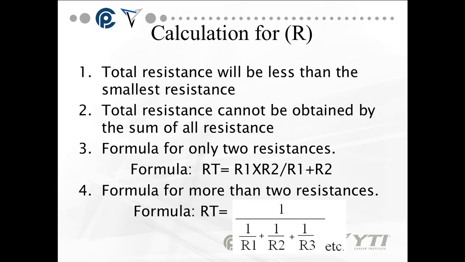So RT for two resistances in a circuit is R1 times R2 divided by R1 plus R2. Now be careful. Order of operations. You do your multiplication first, okay, then your addition, and then divide the two numbers. Okay, if you have more than two resistors, to calculate total resistance, you do 1 over R1 plus 1 over R2 plus 1 over R3. Okay, it's called the reciprocal formula.